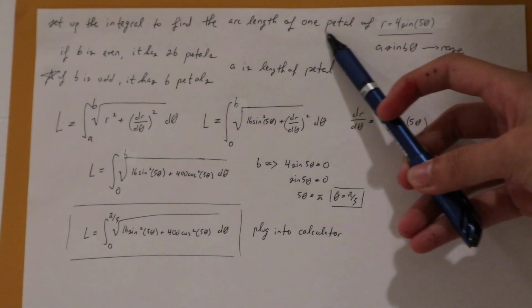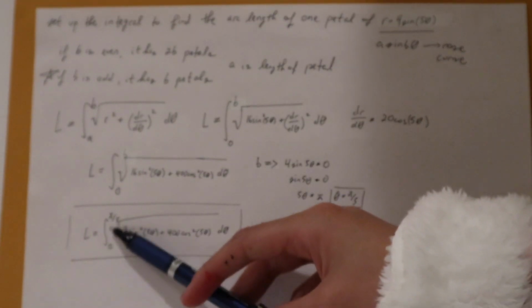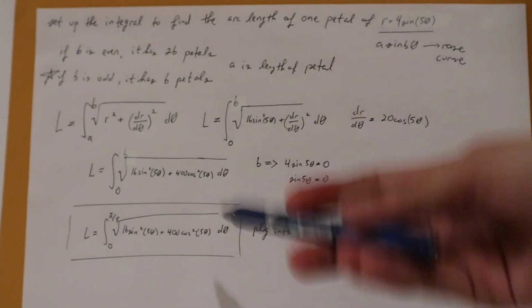A couple of common mistakes with this problem is that students may forget that it's asking you to find the arc length of only one petal. So they'll set the interval instead of 0 to pi over 5 just from 0 to 2 pi, and they'll find the arc length of the entire curve.